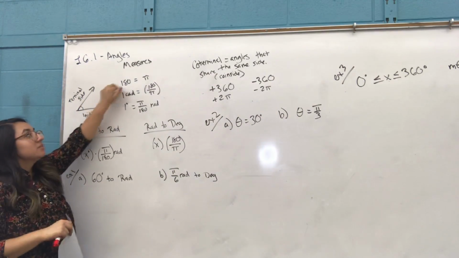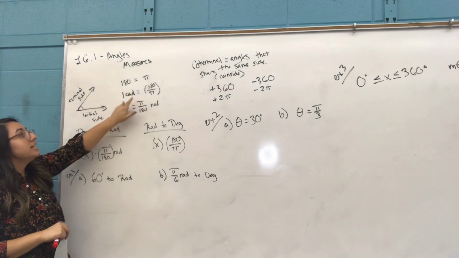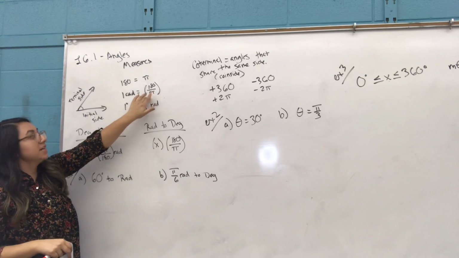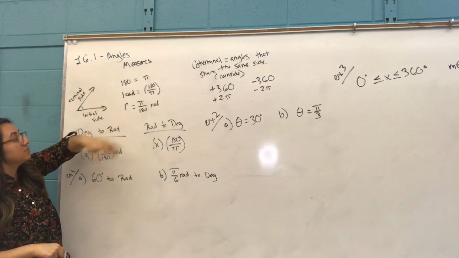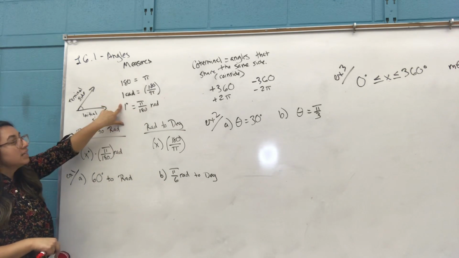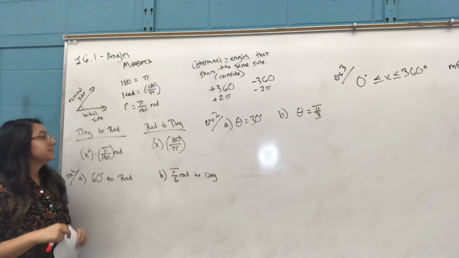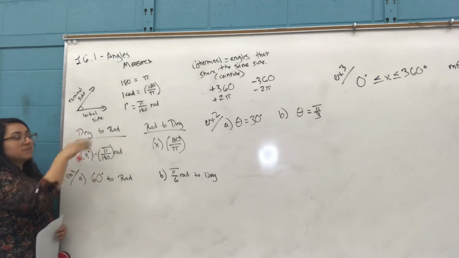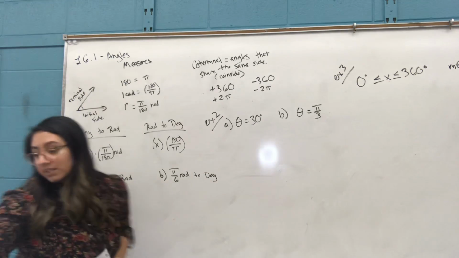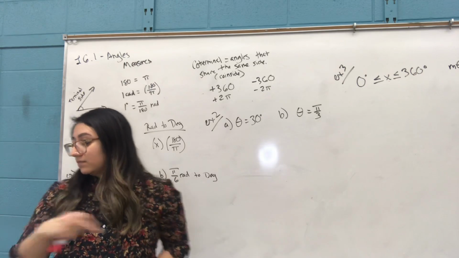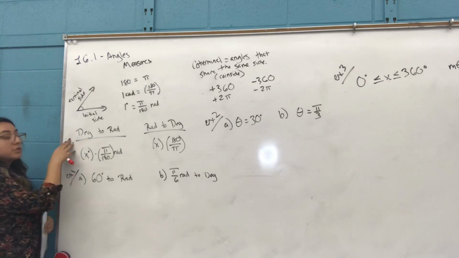180 degrees is in terms of radians. To find 1 radian, it's 180 divided by whatever that radian measurement is. And for 1 degree, that is equal to radians divided by 180. So now here, they have a measurement of what 1 degree is. So now, let's go ahead and do conversion.